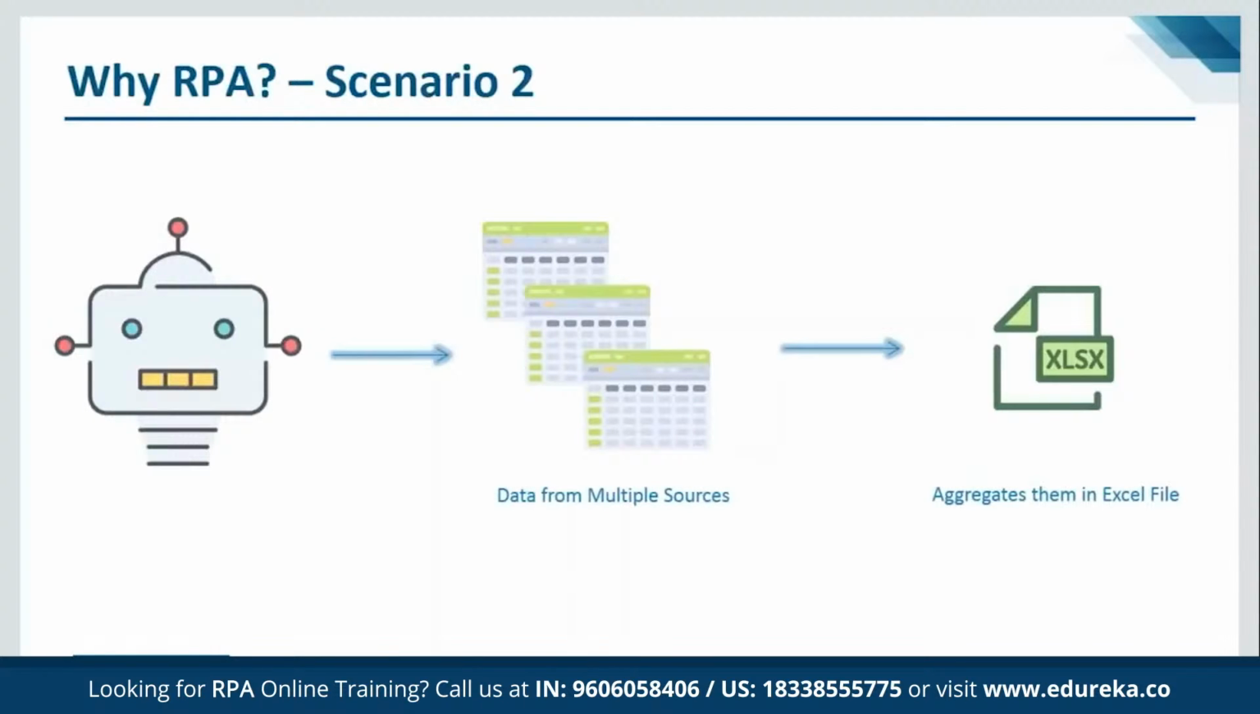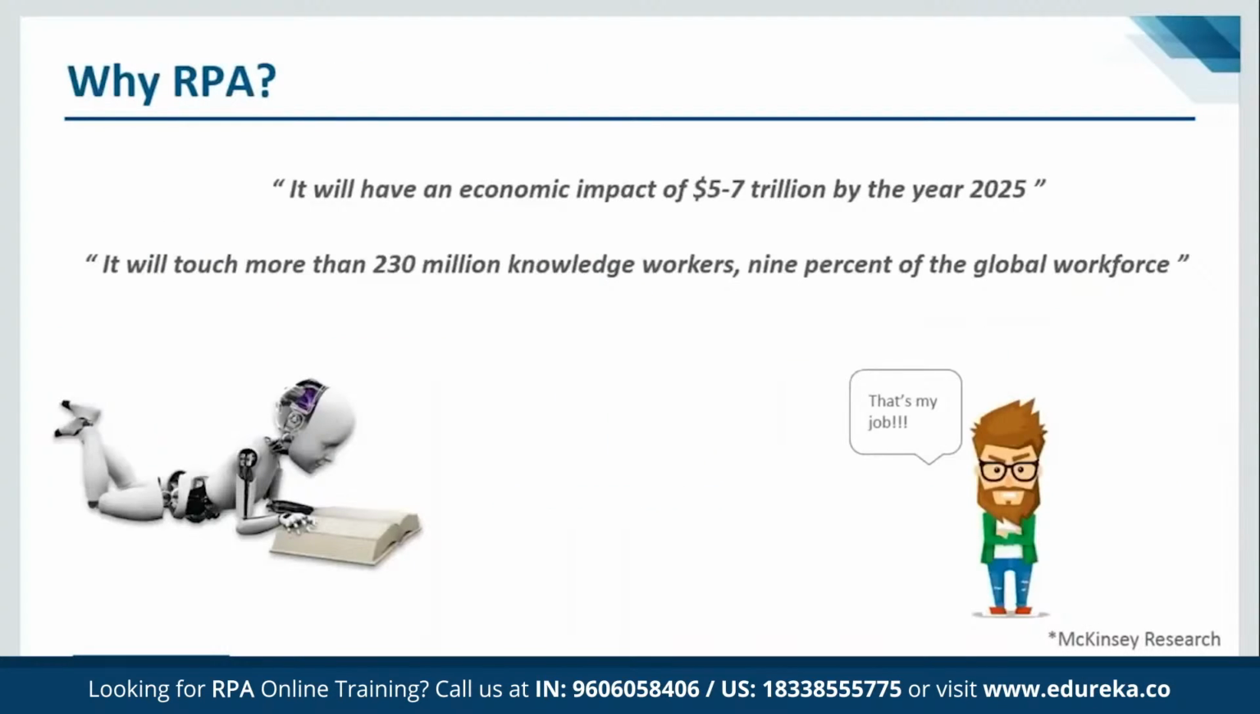So in some situations automation becomes a boon, and in some situations it could actually be a threat to your job. Let me give you some facts. According to McKinsey, by the year 2025 there will be an impact of $5 to $7 trillion.